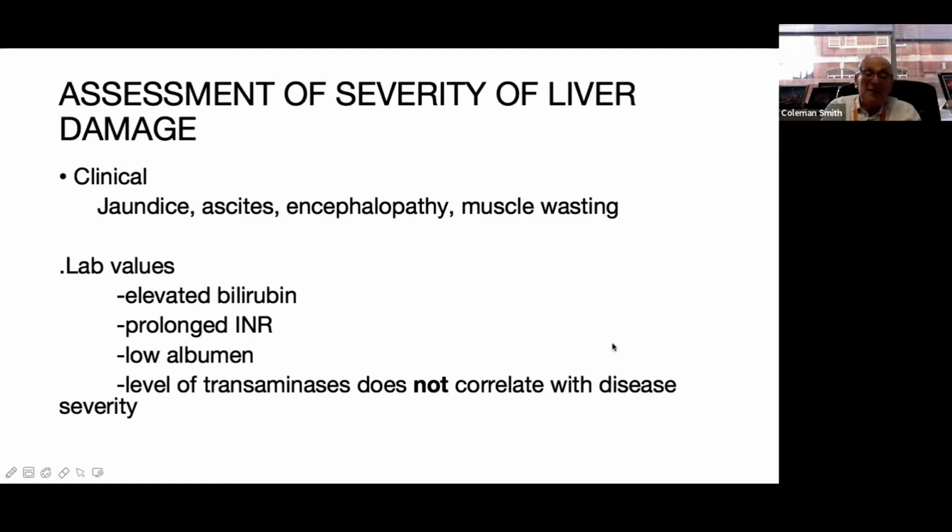Level of transaminases, even when it comes to many thousands in acute liver injury, does not correlate with disease severity. So just because someone has an AST, ALT of 3,000, 4,000, doesn't necessarily mean that they've got very severe liver injury. The elevated bilirubin and the INR does give you a measure of how severe the disease is as a clinical feature. But the level of transaminase itself is not an important predictor of degree of disease severity.